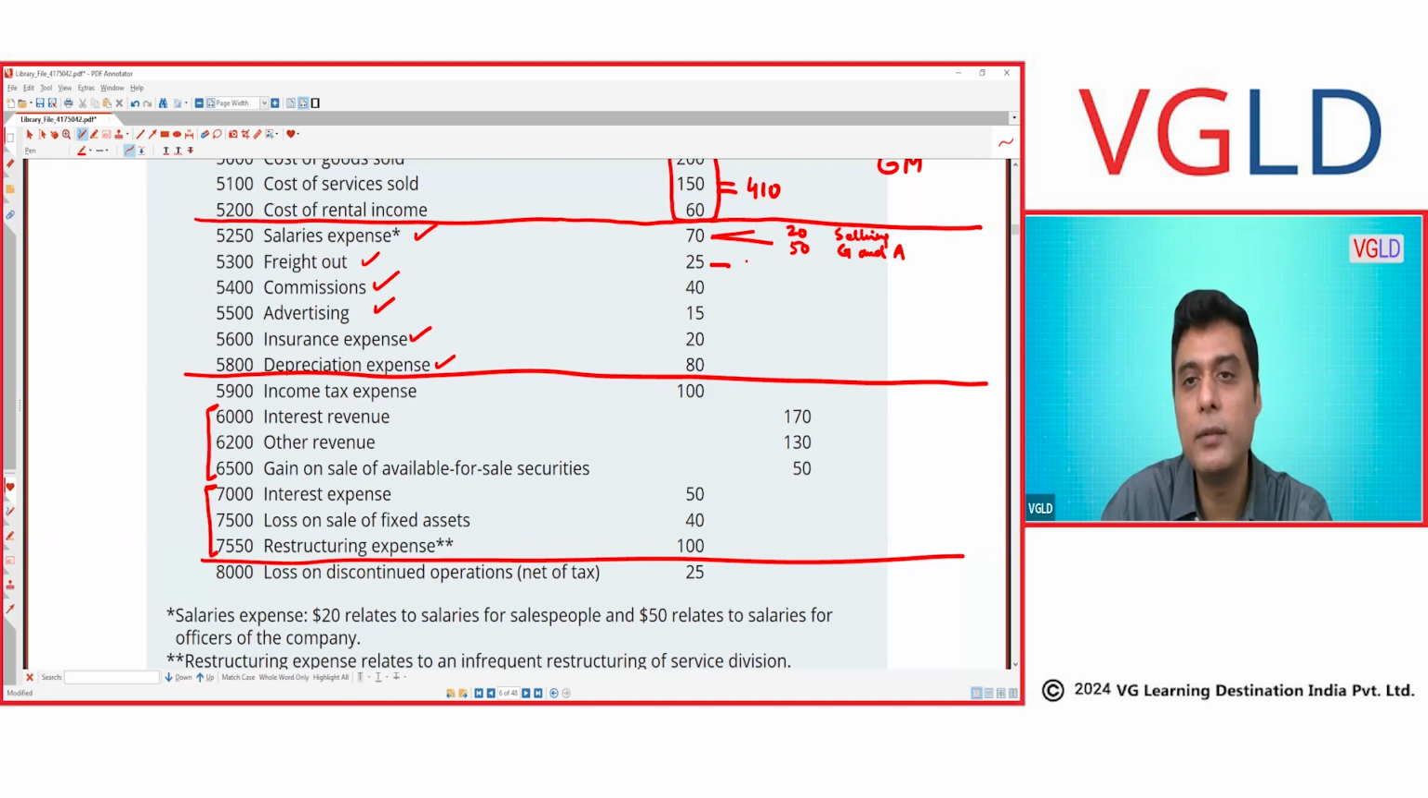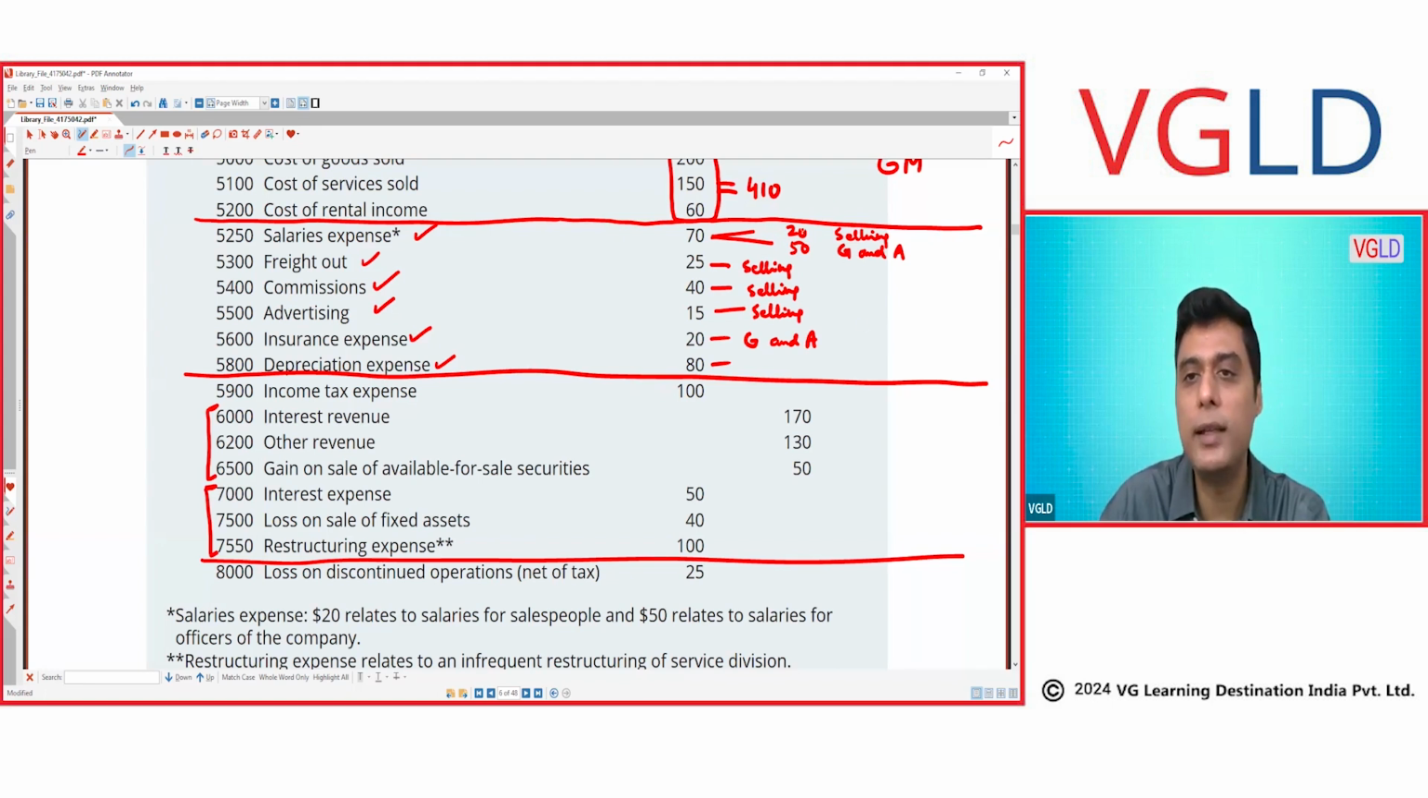Freight out is selling. Commission is also selling. Advertising is selling. Insurance is general administrative. Depreciation is a separate line item, right? 80. Now let's do it.